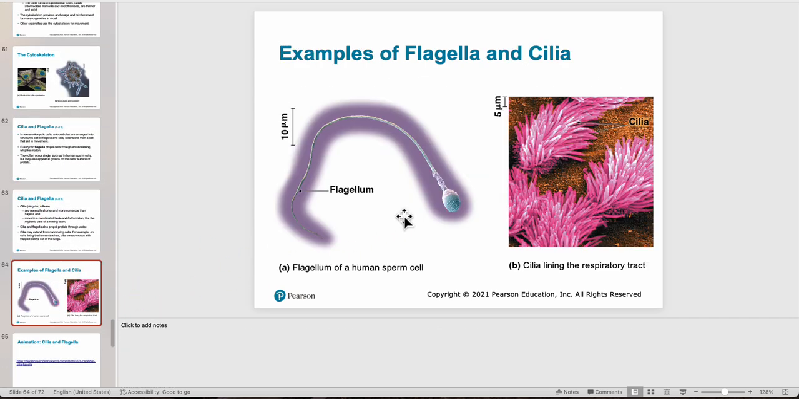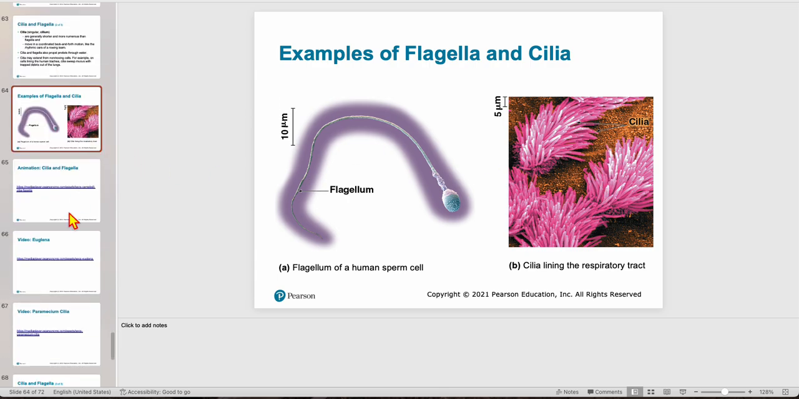Okay. Here's another picture. And this is the one that I mentioned in the respiratory tract. So we do have cilia in the respiratory tract to move dirt and debris up, so you can sneeze it out or cough it up. Okay. All right, next slide.